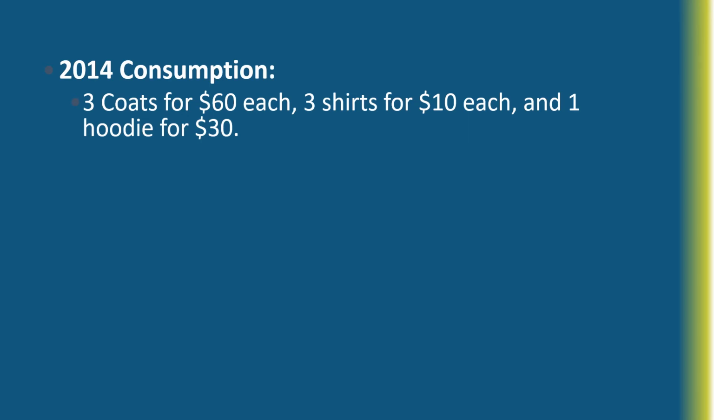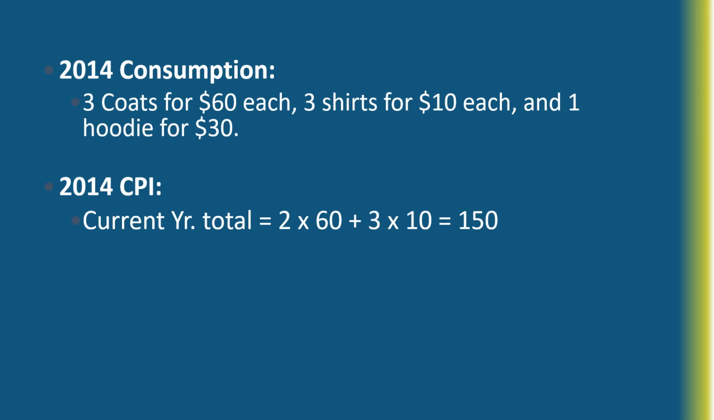And so what we need to do is take that bundle, 2 coats and 3 shirts, and multiply it by the 2014 year prices. And so if we do that to calculate our 2014 CPI, we can say, okay, well, what is our current year's total for that original bundle of goods? The original bundle of goods is that 2 coats and the 3 shirts. Well, the coats are $60 each this year in 2014, and the 3 shirts are $10 each in 2014. And so in 2014, that bundle of goods cost us $150.